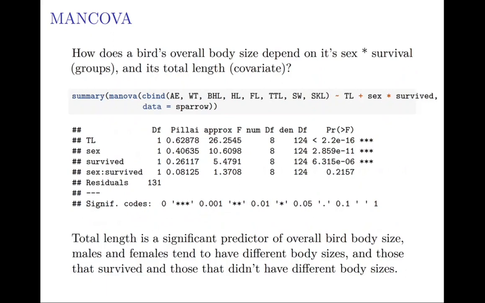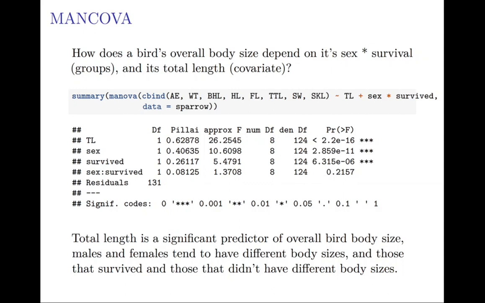So a question we might ask here is, how does a bird's overall body size depend on its sex, survival, or those groups, right, that we use for the factorial ANOVA, and its total length, which is the covariate. And so sometimes when you're looking at this in the literature or online, people will refer to the categorical variables as the group variables and the continuous variables as the covariate variables. So I just wanted to throw that out there so you can be prepared.